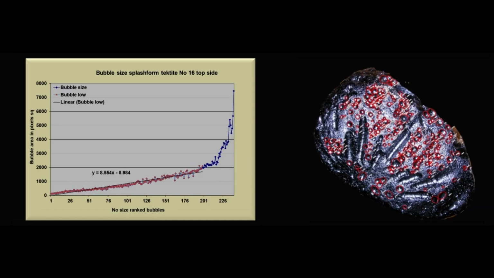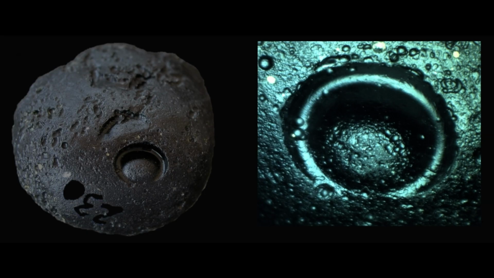Size ranking: the bubbles on splash form nucleus number 16 show a less steep gradient for small bubbles, but the same steep gradient for coalesced bubbles as shell number 73. This could be creation type 2, from physically dissolved gases after pressure release. Large bubbles may not burst, but collapse instead, leaving a dome surrounded by a rim of stretched glass.